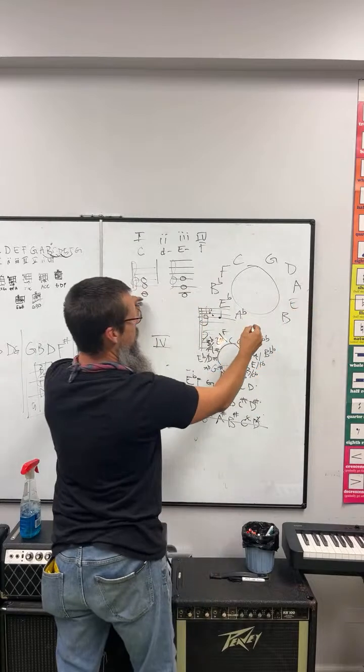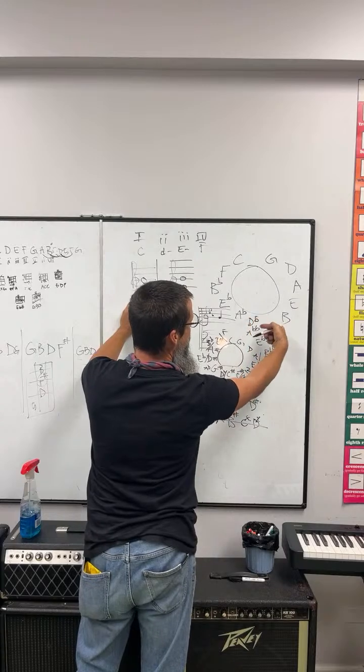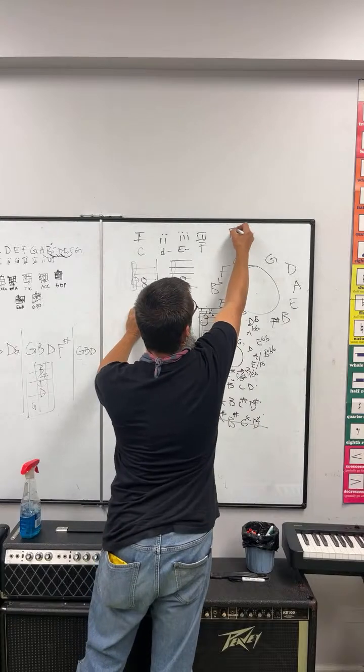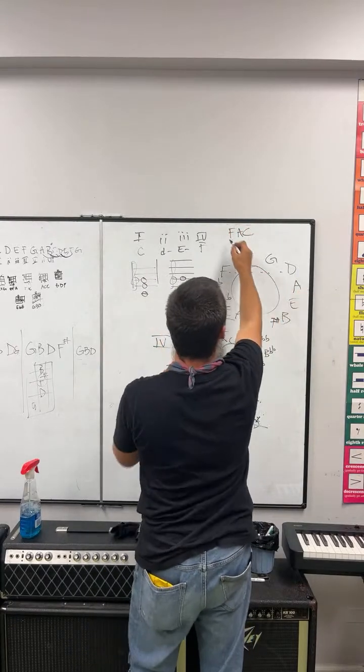Shoots. We can only go that far, but we can do this. What comes next? D flat, and then we can do F sharp. They're the negative harmonies. So if we wanted to play an F major, F, A, C, what's the negative of F? D. You betcha.